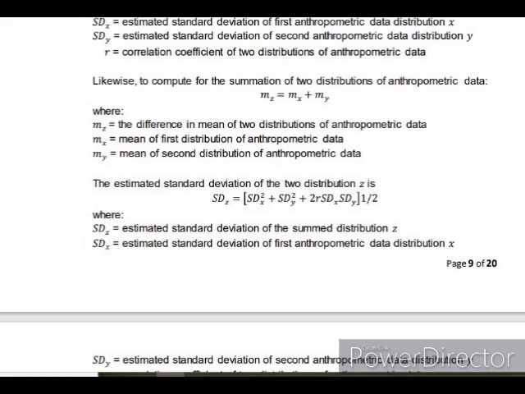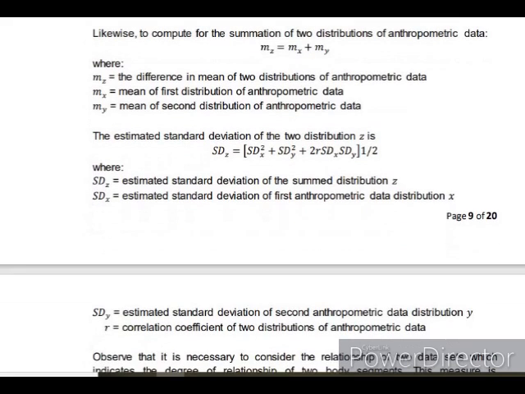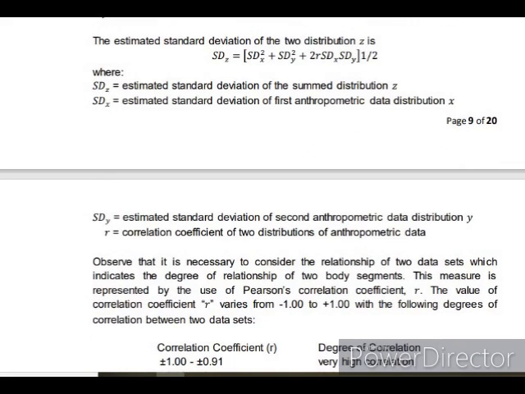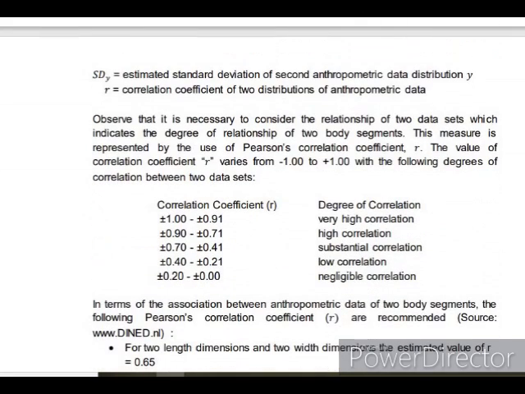Where SD sub z is the estimated standard deviation of the sum distribution z. Next, SD sub x is the estimated standard deviation of the first anthropometric data distribution x. SD sub y is the estimated standard deviation. So it is the same, okay, up to r. The same as the first, okay? So observe that it is necessary to consider the relationship of two datasets, which indicate the degree of relationship of two body segments. This measure is represented by the use of Pearson correlation coefficient R. Do you remember the formula of Pearson correlation R? So we can use our scientific calculator to get that also, okay?